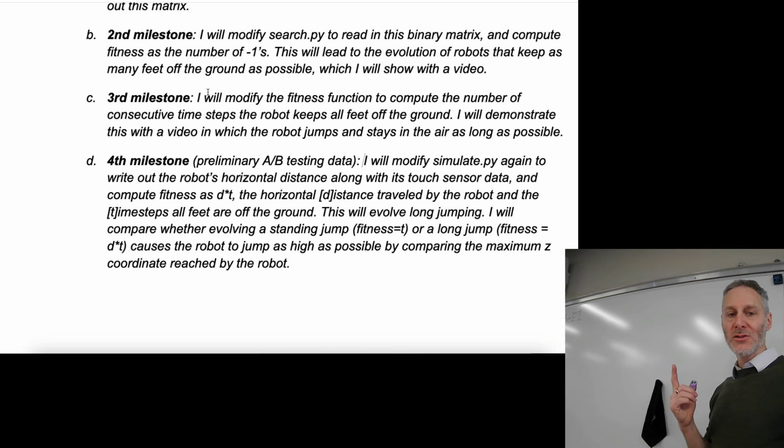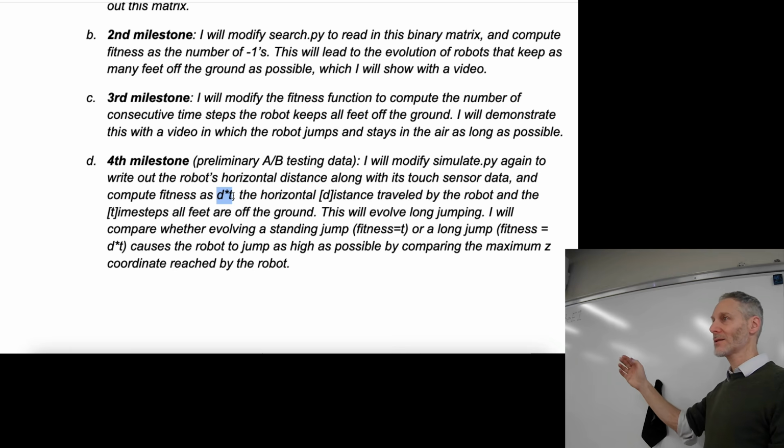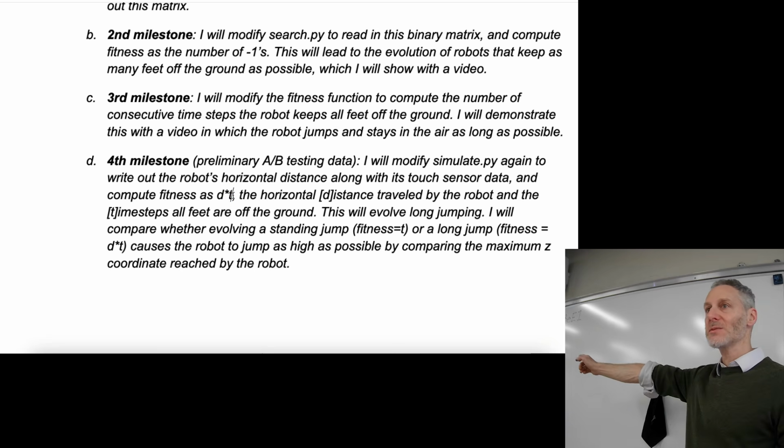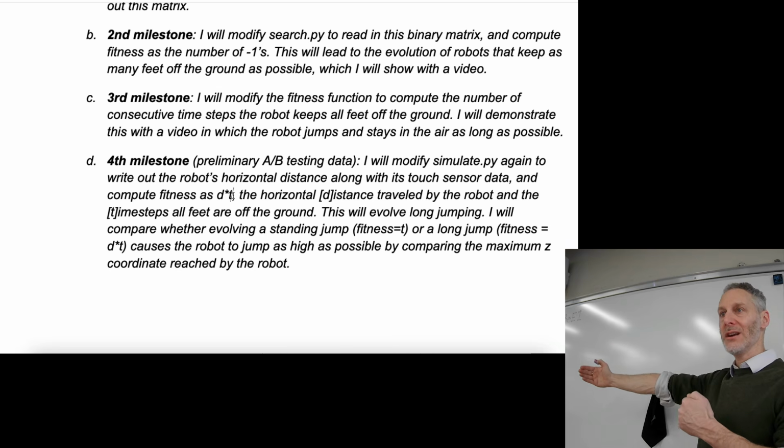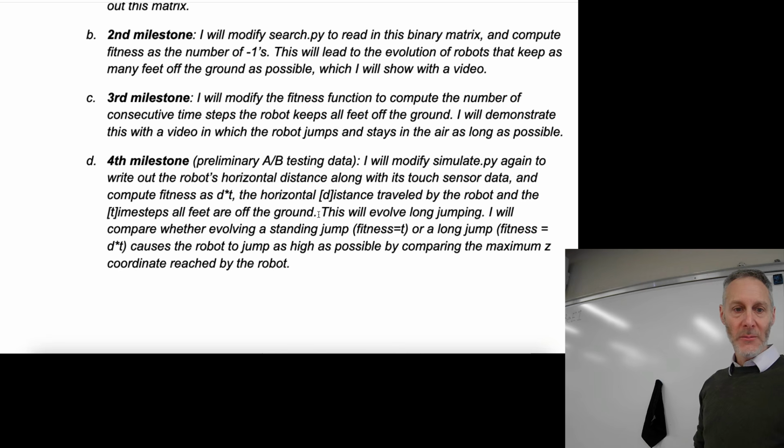In this case, the student is after jumping, and their idea for their A/B test is to modify simulate.py again to write out the robot's horizontal distance along with its touch sensor data. And now compute fitness as d times t. So they're modifying their fitness function to select for what behavior now? When we watch all the final projects during the exam period, this is going to be the Robot Olympics. What event are they competing in? This is the long jump, right? So d times t, move as far to the right as possible and maximize a time period in which all 4 feet are off the ground. This will involve long jumping.